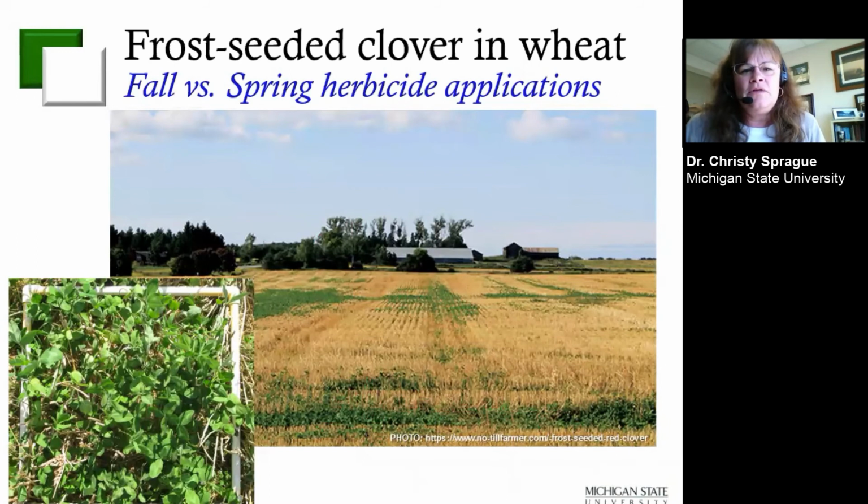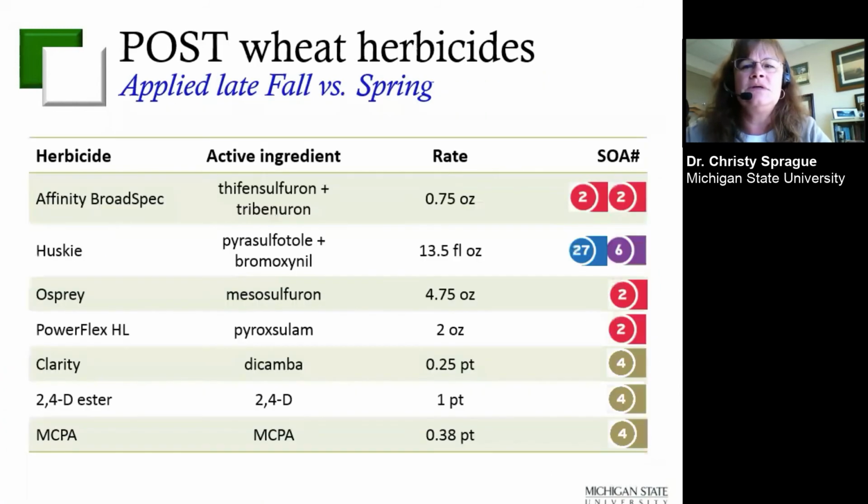And finally, one of the other things that we've done, looking at trying to figure out how to incorporate some of these different covers and what tolerance of herbicides, is looking at frost-seeded medium red clover and wheat. We've looked at fall versus spring herbicide applications. A lot of these herbicides are ones that are commonly used in wheat, things like Affinity Broadspec, Huskie, Osprey for more grass control, PowerFlex for more grass control, also Clarity, 2,4-D, and MCPA. We looked at both fall and spring applications.